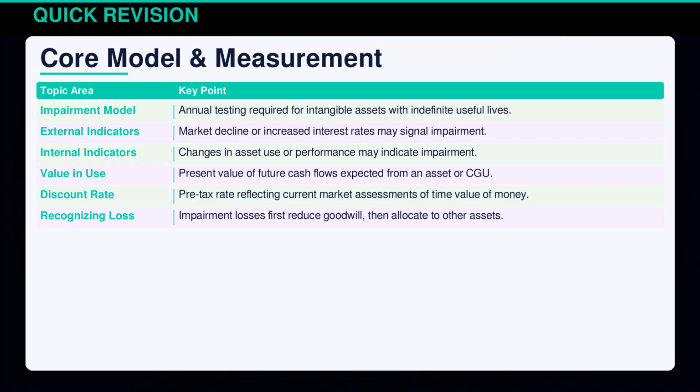Impairment tests under AASB 136 are mandatory annually for indefinite-lived intangibles. External indicators like market declines or internal factors like asset underperformance highlight potential impairments. Value in use involves forecasting future cash flows and discounting them using a pre-tax rate that reflects current market assessments. Losses initially reduce goodwill, cascading to other assets. Understanding the model and measurement nuances is crucial for compliance.